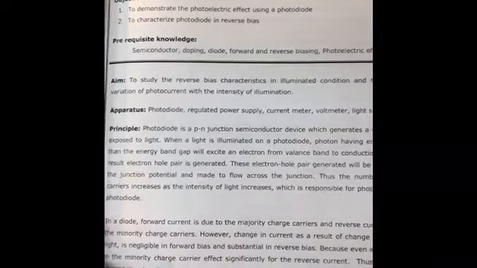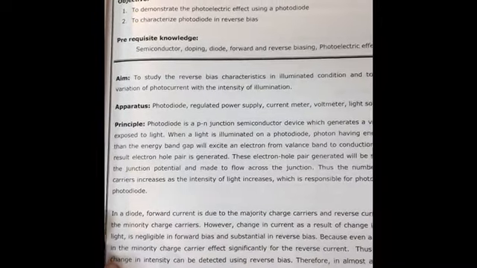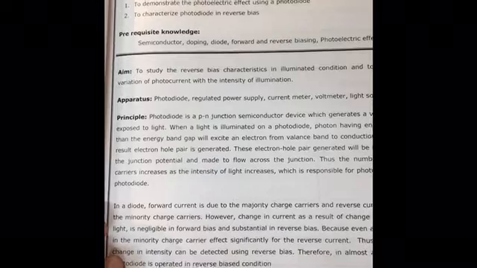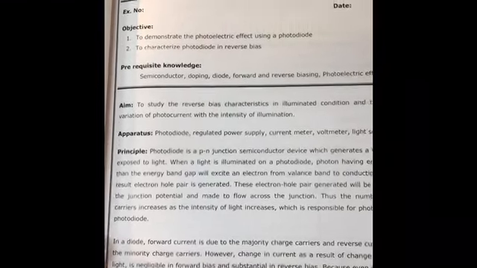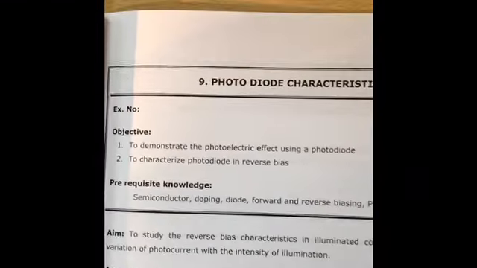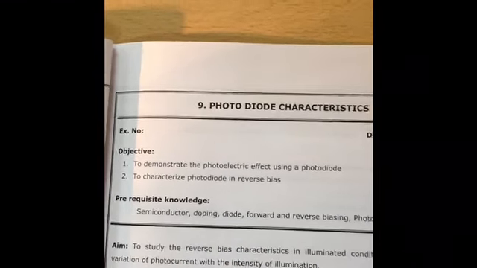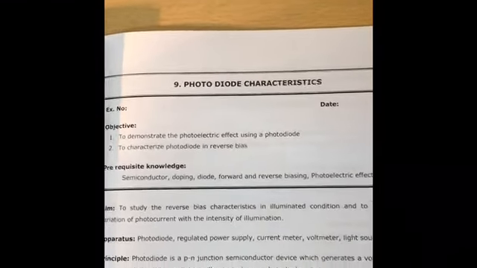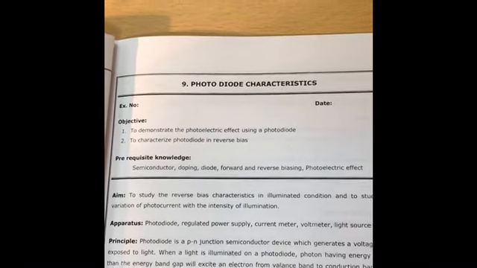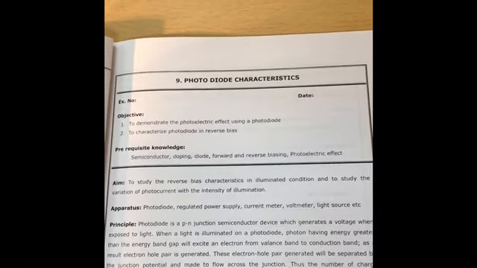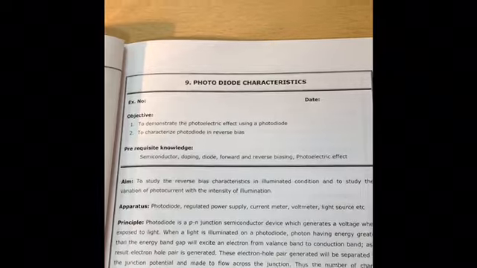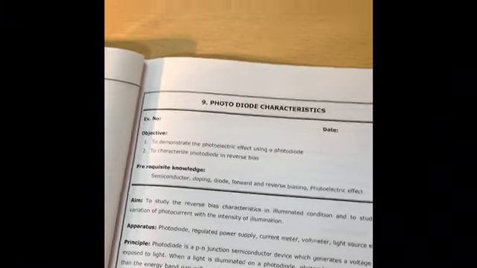This is the demonstration of photodiode characteristics. The objective of this experiment is to demonstrate the photoelectric effect using a photodiode and to characterize the photodiode in reverse bias. The aim of this experiment is to study the reverse bias characteristics in illuminated condition and to study the variation of photocurrent with the intensity of illumination.